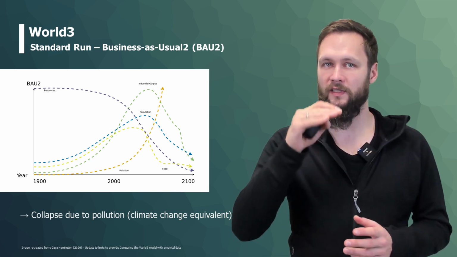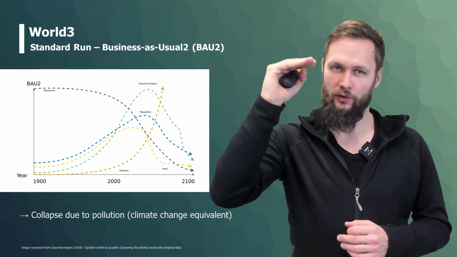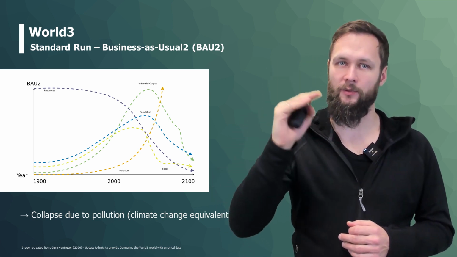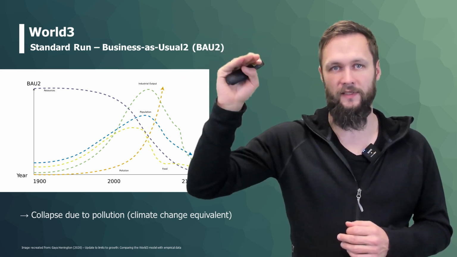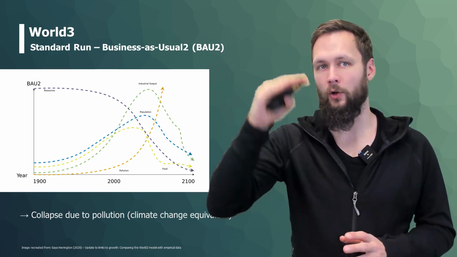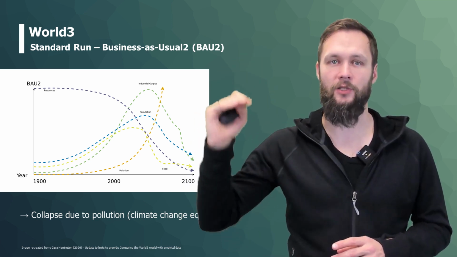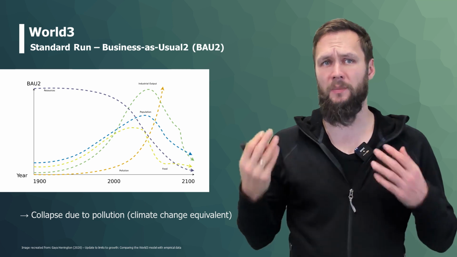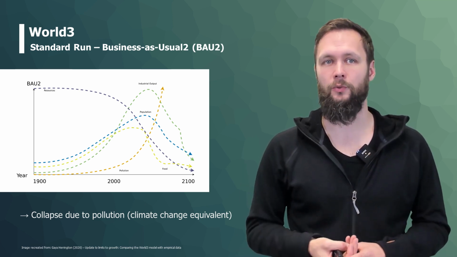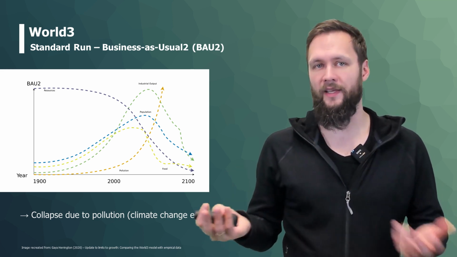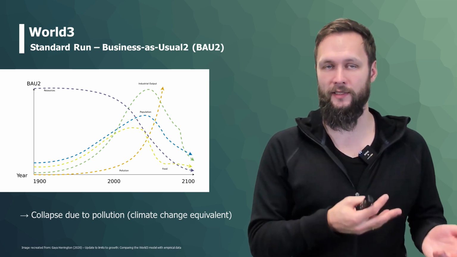And you can also see that, at least from the model perspective, those drops are much, much deeper compared to the standard run. The standard run tapers off at the end of the 21st century at a relatively stable level. Those here go almost to zero by the end of the 21st century. So what the business as usual 2 model represents is more or less a collapse due to pollution. You could also think about it as a climate change equivalent, because climate change hasn't been incorporated in this model yet.